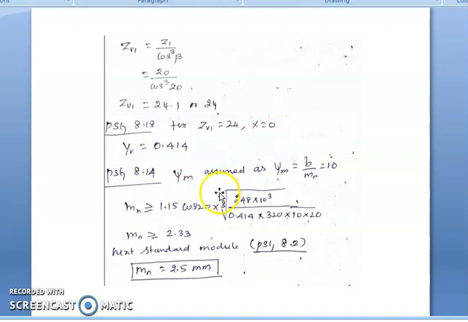Similarly, psi m is initially assumed as 10. Then by using these values as well as A, here the normal module M is greater than or equal to 2.33. Then in page number 8.2, we can standardize the normal module as Mn equal to 2.5 mm.